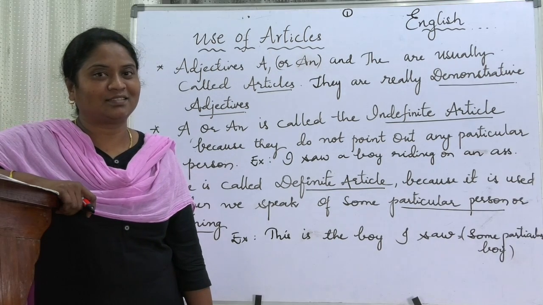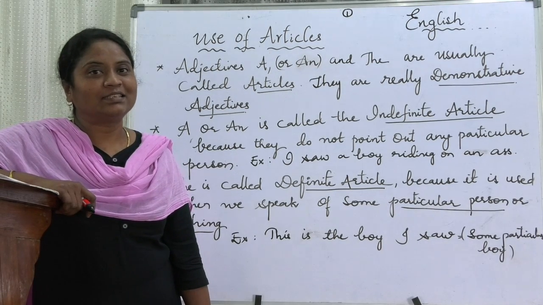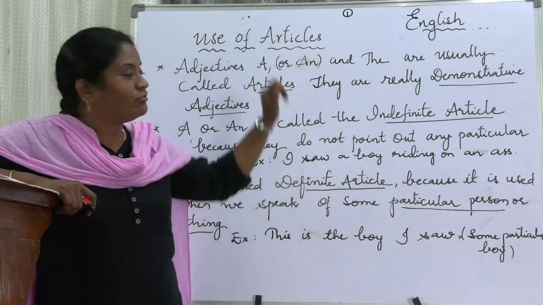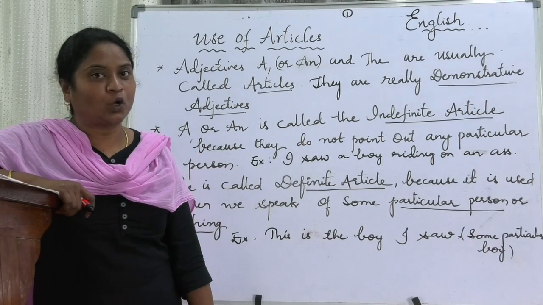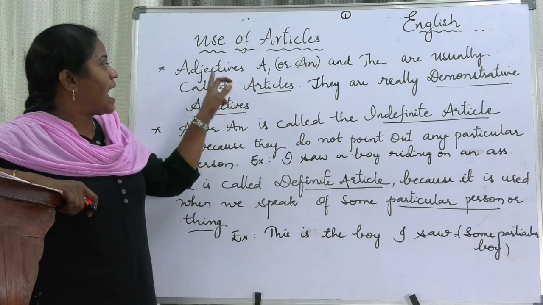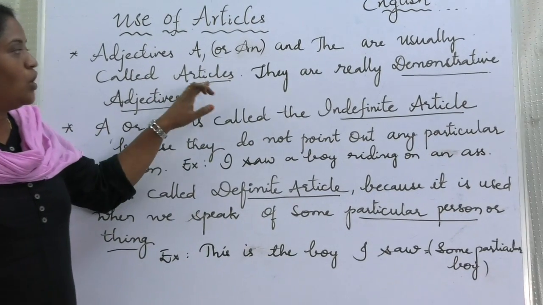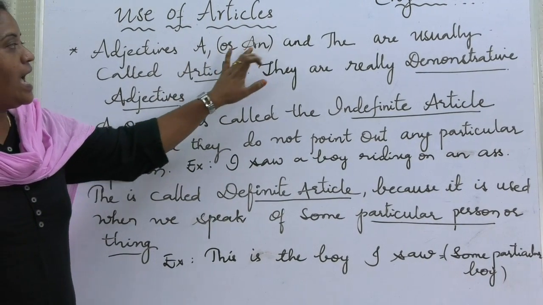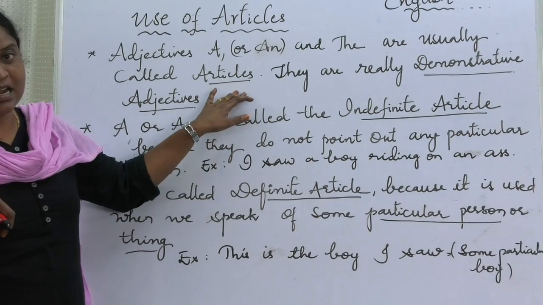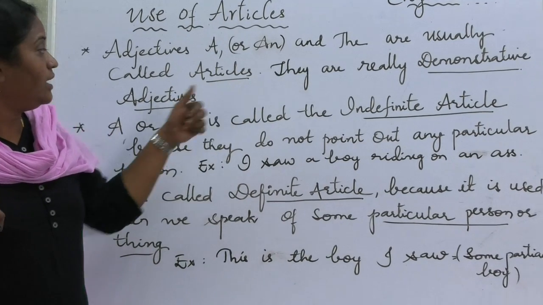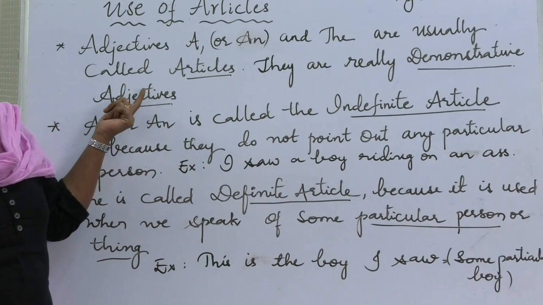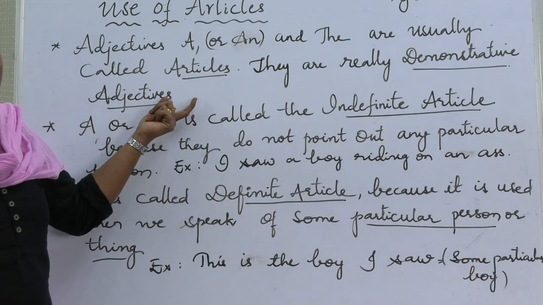To our English class. In today's class, let us discuss the use of articles. Okay? So, adjectives a, an, and the are usually called articles. A, an, and the are called articles. They are really demonstrative adjectives. What are they? They are demonstrative adjectives.